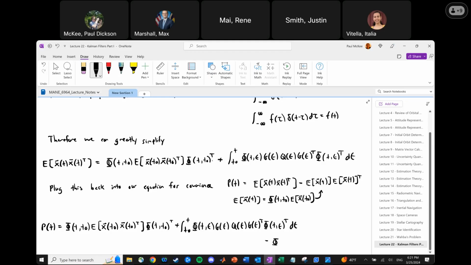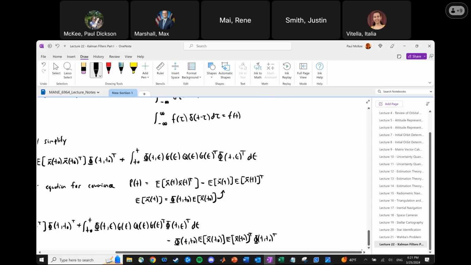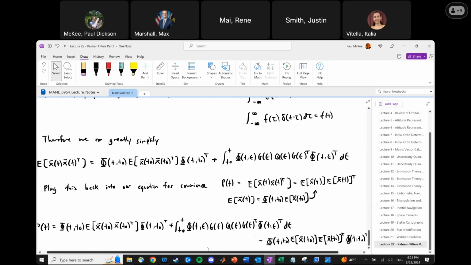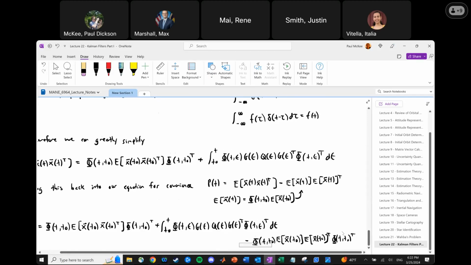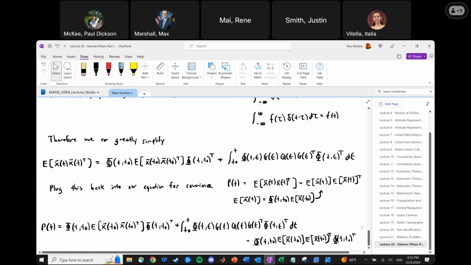Minus phi of t and t naught, expected value of x of t naught, expected value of x of t naught transpose, phi of t and t naught transpose. Scooch over a tiny bit. Okay, almost fit it. There it is. So there's our covariance equation for P of t. I'm just going to scooch this over a little bit. I know it's cheating because you can't do it, but I'm just trying to fit it all on one line. There we go, or on one width of the screen, I should say.